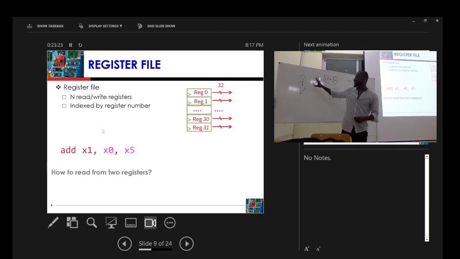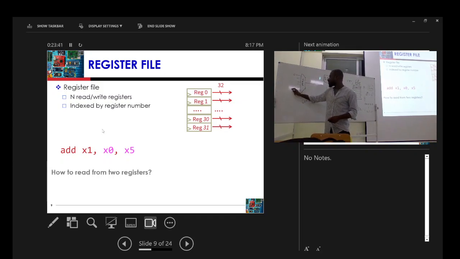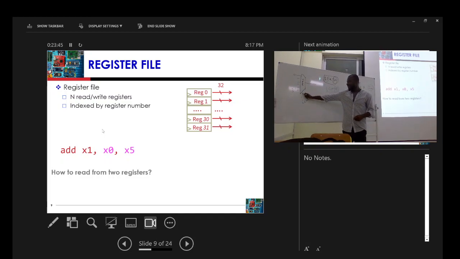But in the multiplexer, there's a very important signal: the select signal. How many bits will the select signal be? We have 32 of these, from 0 to 31. So if I want to address 0 to 31, how many select signals do I need?